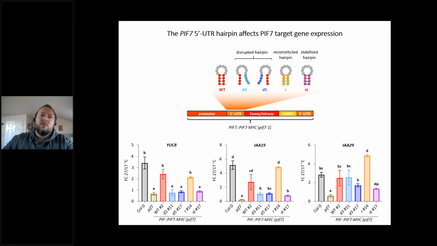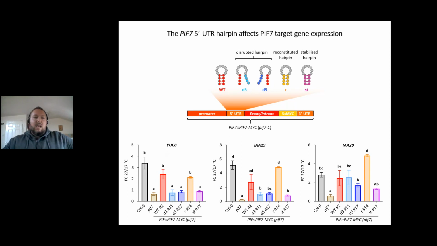And in the final experiments, we also decided to look at the molecular level. To this end, we selected lines with the different hairpin mutations that had roughly equal PIF7 levels at 17 degrees. And then we looked at a number of target genes in these lines. So we chose YUCCA8, IAA19, and IAA29. The latter two are two auxin signaling genes. And all three genes are strongly impacted in the PIF7 mutant, so they essentially completely lack induction in a PIF7 mutant.